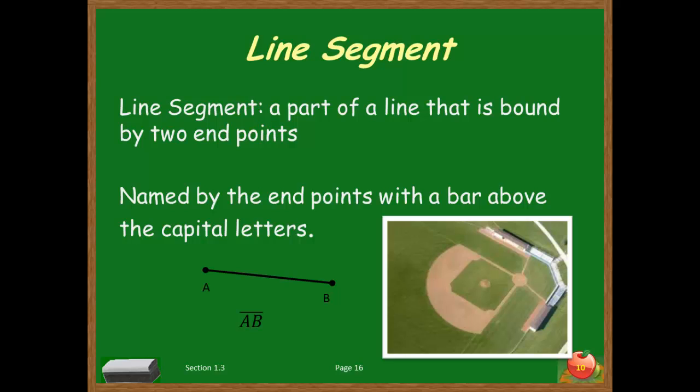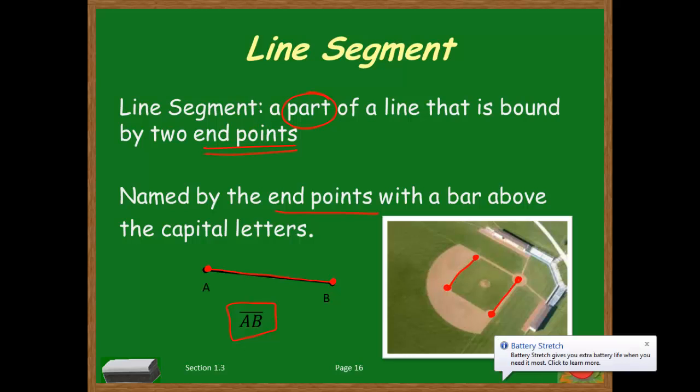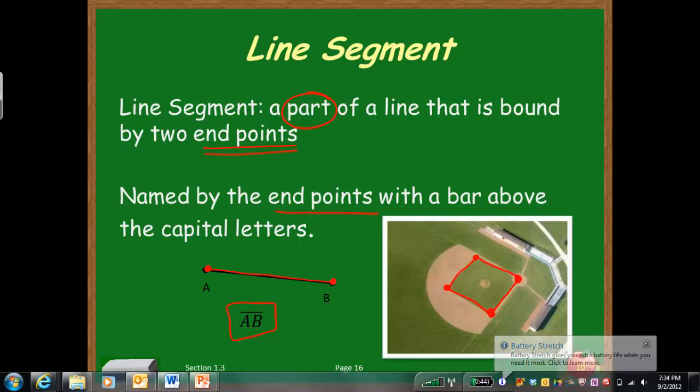Line segment. A line segment is part of a line that is bound by two endpoints. A line segment is named by the endpoints, with a bar above the capital letters. This segment has endpoints A and B, so it is called line segment AB. On a baseball diamond, from home plate to third base is a line segment. From first base to second base is a line segment. Also, from first to home and from second to third, these are line segments.